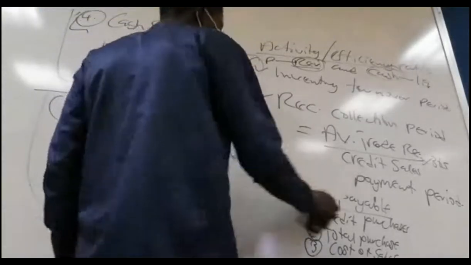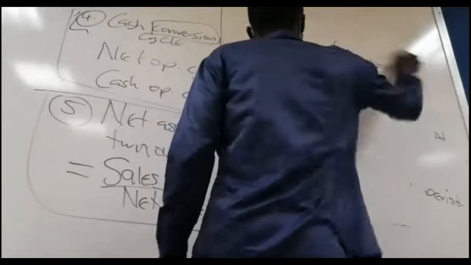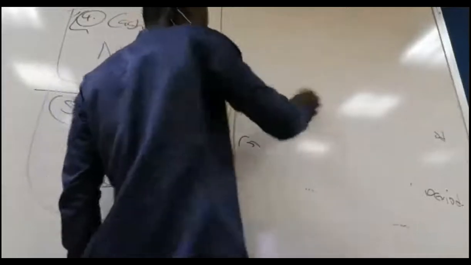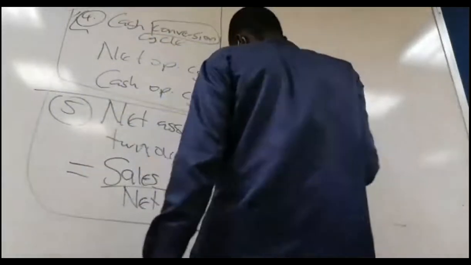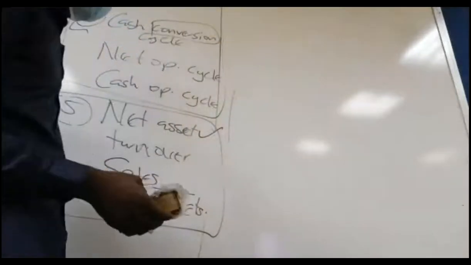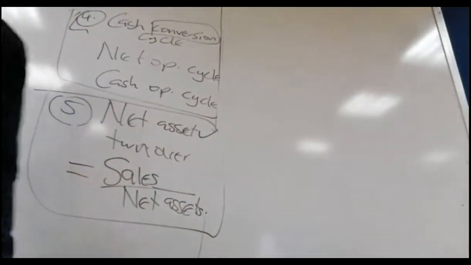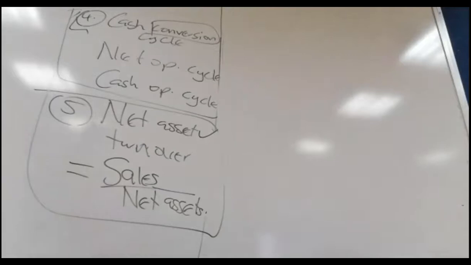Gearing, or long-term solvency or stability. These ratios just measure about three items. The gearing ratio measures three items. Number one, the proportion of debt in the capital structure of the organization.